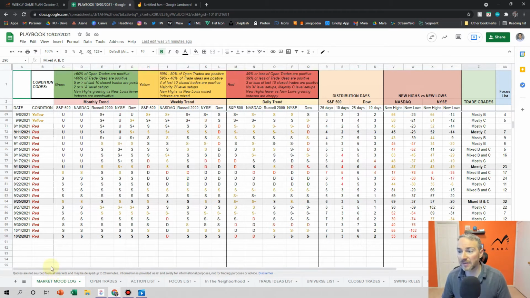The first one that you see is the market mood log. And so the way that I analyze the quote-unquote market mood is to first take a 10,000 foot view. I want to see what the major indexes are doing from the monthly time frame. After that, I'll take a look at the weekly time frames and I'll know which way the trend is going. Is it moving up, down, or sideways? It's been up back here. So U is up, S is sideways, and D is down.